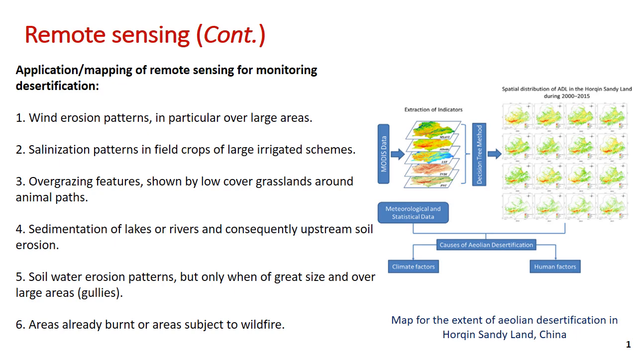You can also do it to monitor the soil erosion due to water, like the gullies. And you can also do it to monitor the burnt areas, like what is happening in Australia. You can monitor the burnt forest in the areas there. And here is actually a map showing you the examples of monitoring aeolian desertification, which means it's desertification due to the wind erosion in China.